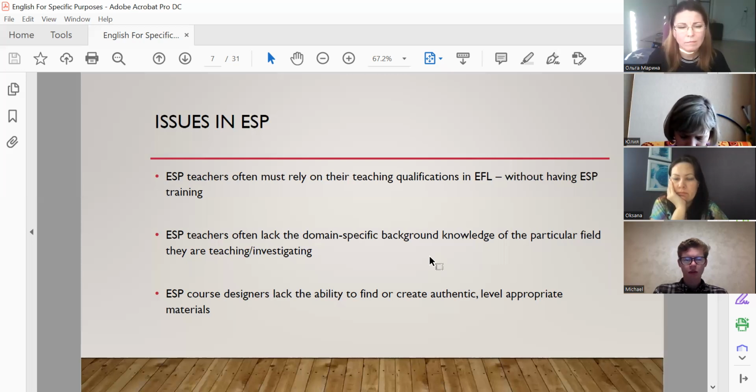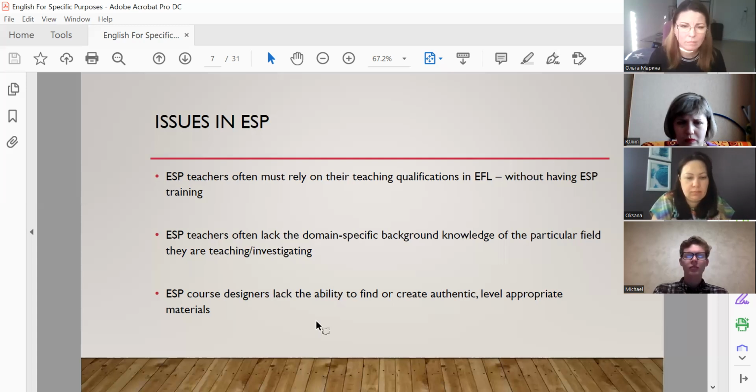So teachers often lack the domain-specific background knowledge. And lastly, ESP course designers lack the ability to find or create authentic, level-appropriate materials. Even if you find the right materials, whether they are appropriate for the level, so we are talking, let's say, a B1 or B2 level of nurses or something like that, it's very difficult to know.